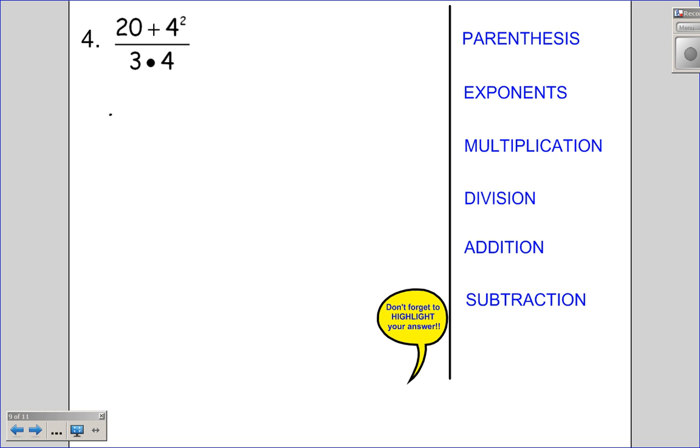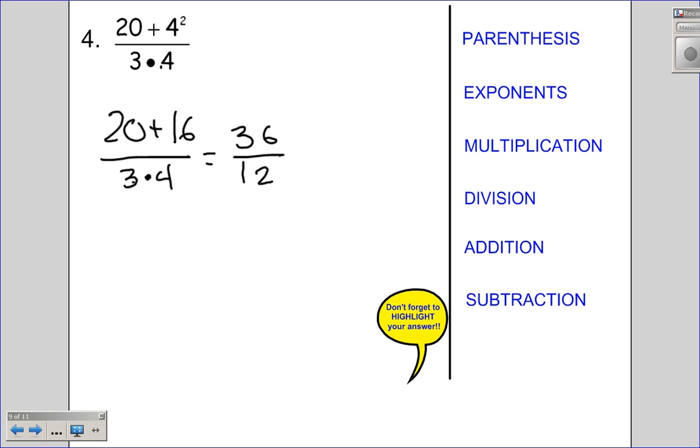So 20 plus, well, 4 squared is 4 times 4, which is 16. And I still have 3 times 4 on the bottom. It's a times sign. Do I have any multiplication and division? Well, I do on the bottom. I'm still working on the bottom and the top here, so I can jump between them. I could finish off the top and just say that 20 plus 16 is 36. And 3 times 4 is 12. 36 divided by 12 is 3. So I have an answer of 3.